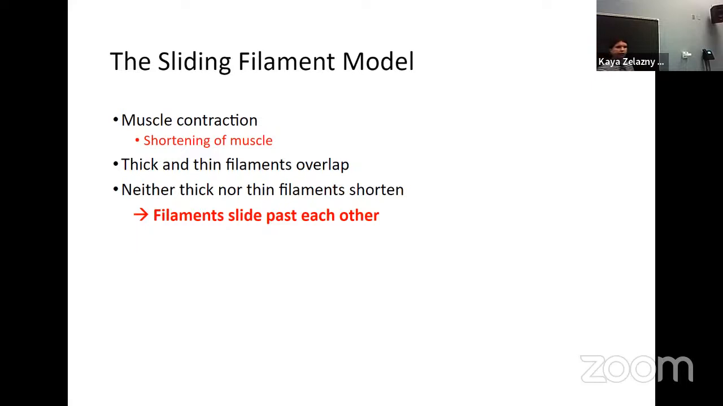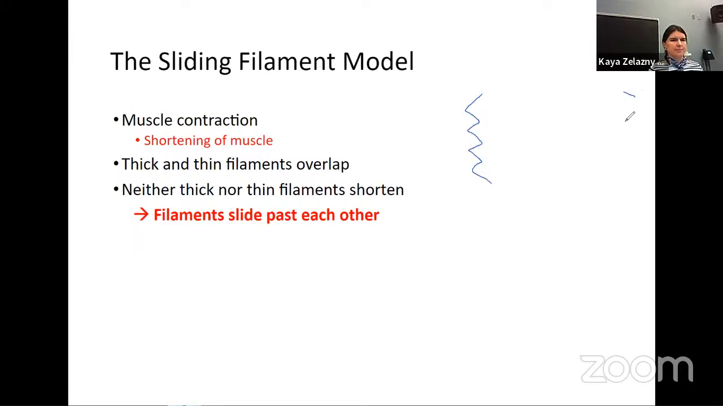The reason it can shorten and lengthen is because of those regions of overlap. So I'm going to draw a sarcomere. I'm going to draw two sarcomeres. Okay. So I'm drawing on my Z line. I'm going to draw on those actin strands. Okay.